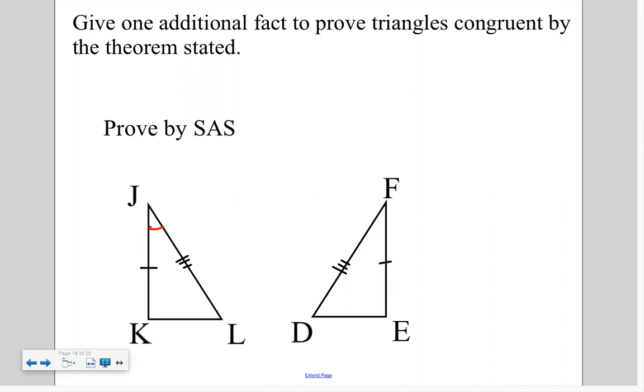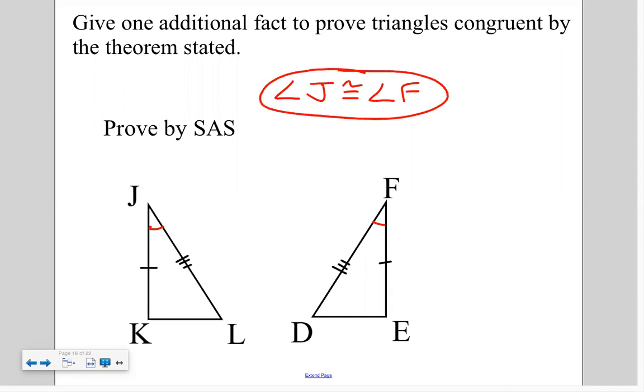Now we can write it in, but I want you guys to write the fact down too. So that angle and that angle need to be congruent to use side angle side. So we would say angle J is congruent to angle F. That would be the one additional fact that we would need to prove the triangles are congruent.